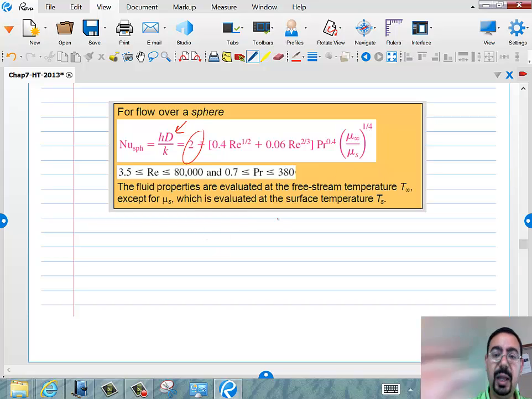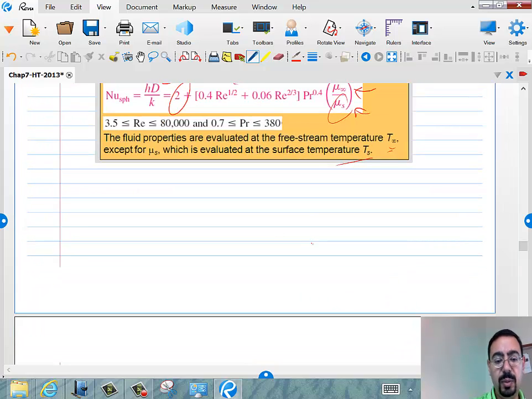All right, so here is the relation. And mu infinity and mu s, this is an experimental correlation, because you just realized now how complicated that flow is. So this experimental correlation is done to also take into account if the surface is at a different temperature, a very high temperature difference between mu s and mu infinity. So everything is evaluated at the film temperature, right? No, actually, for this one, the flow properties are evaluated at the free stream temperature except for mu s, which is evaluated at the surface temperature. Okay?